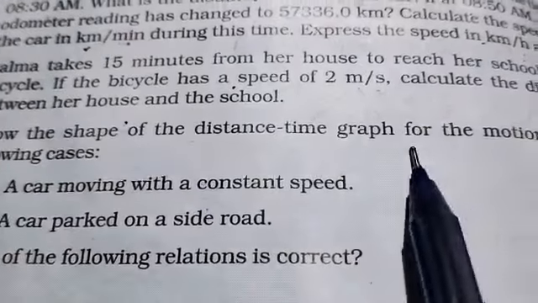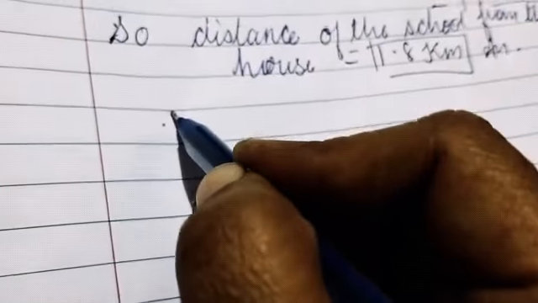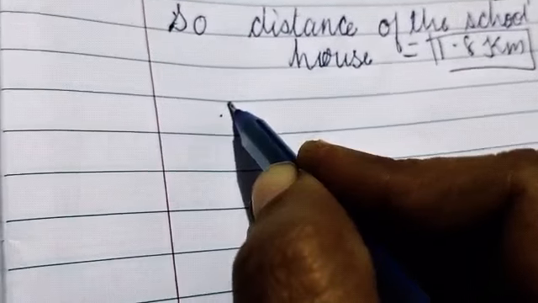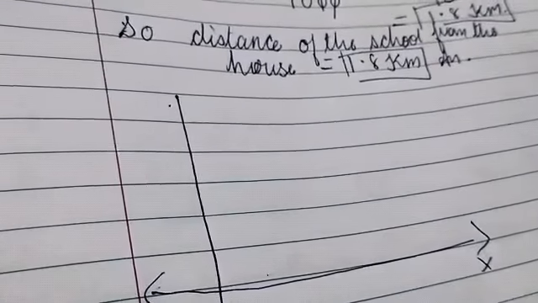Show the shapes of the distance time graph for the motion in the following cases. Now we have to draw the graph. If you don't have graph paper, you can directly draw in your book also. Now we all know how to make a graph. In the graph there will be an x-axis and a y-axis, right? X-axis and y-axis, and this is your point of origin.